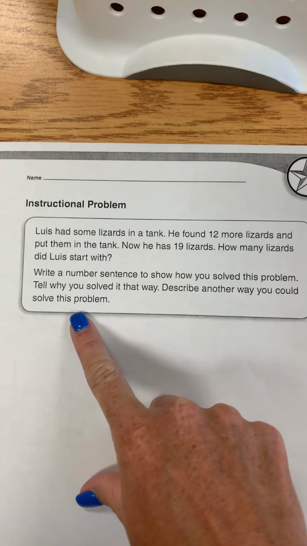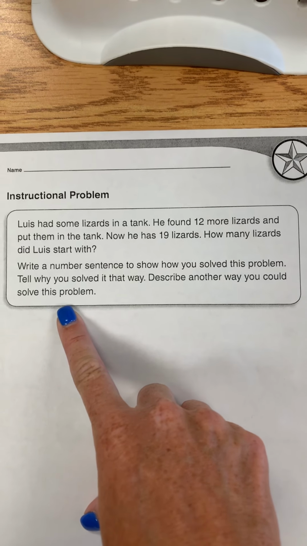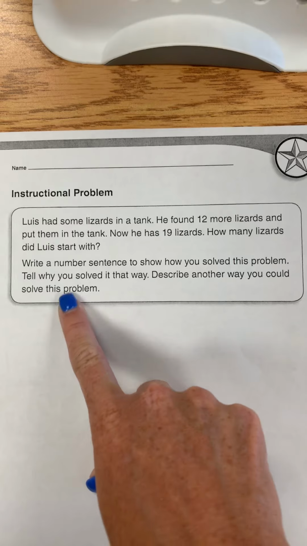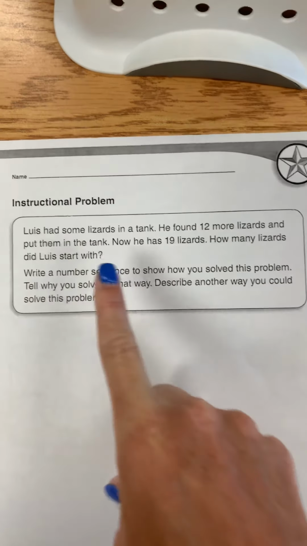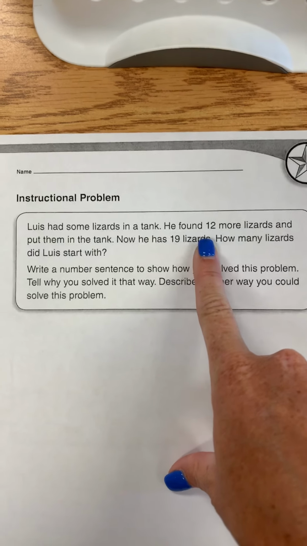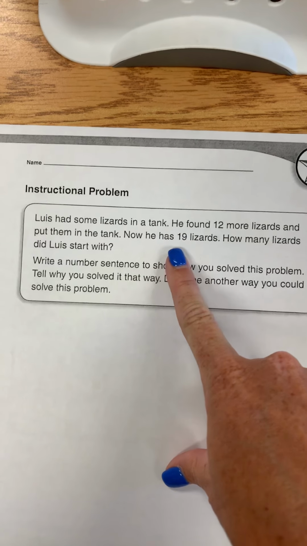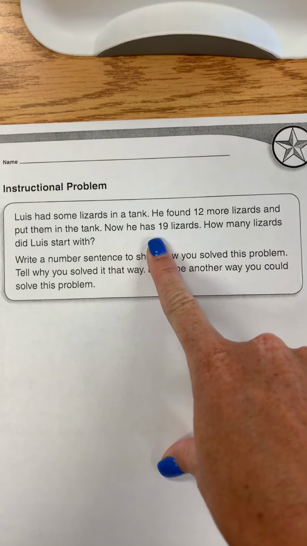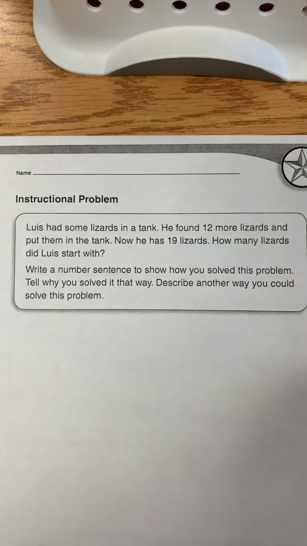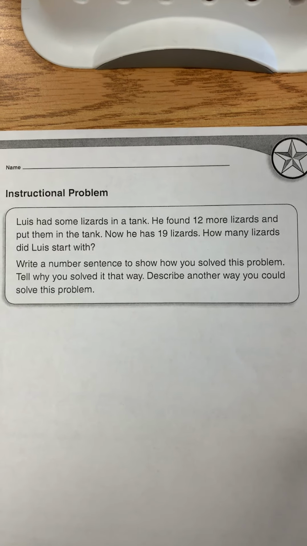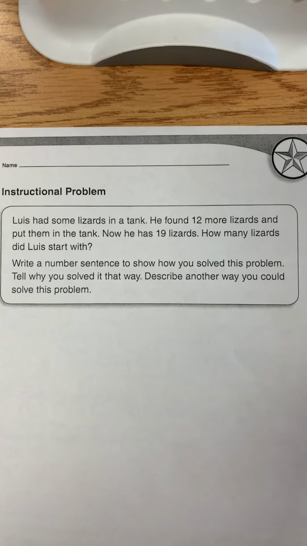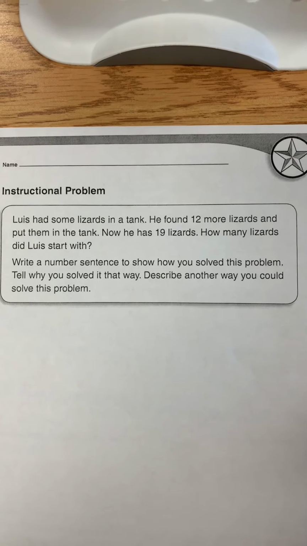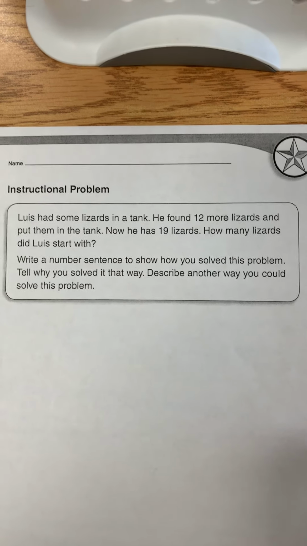So again, you're going to write a number sentence to show how you solve the problem. And if you look back in the beginning, that sum, you're going to want to leave a blank. Then he found 12 more, so plus 12, and then our total is 19. And then tell why you solved it that way and describe another way that you could possibly solve this problem. So go ahead and pause this right now and try to work this out on your own.